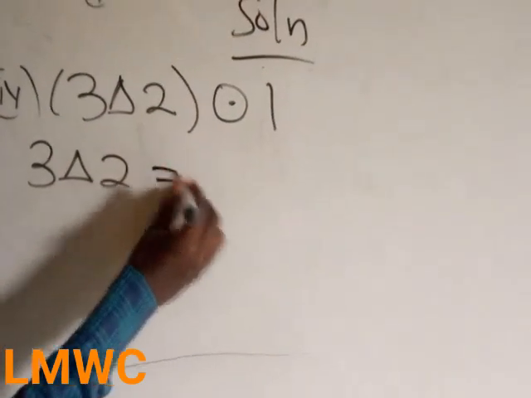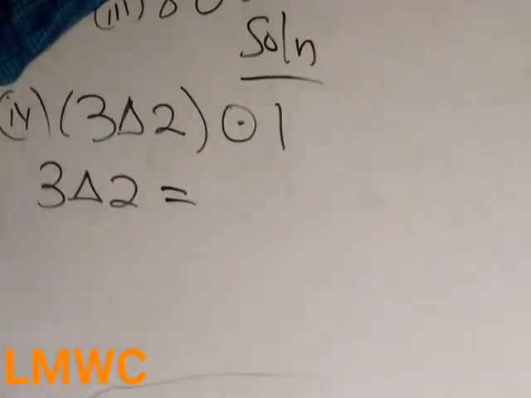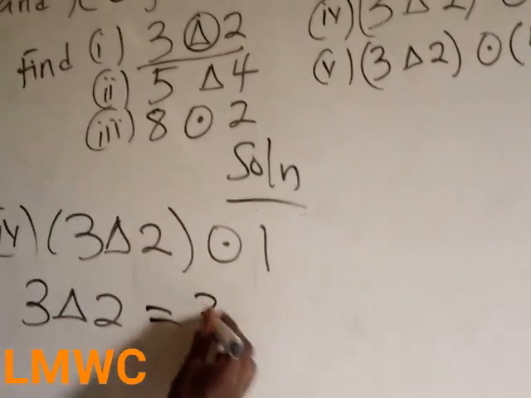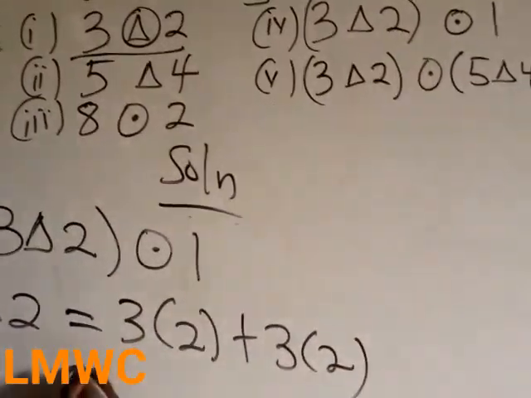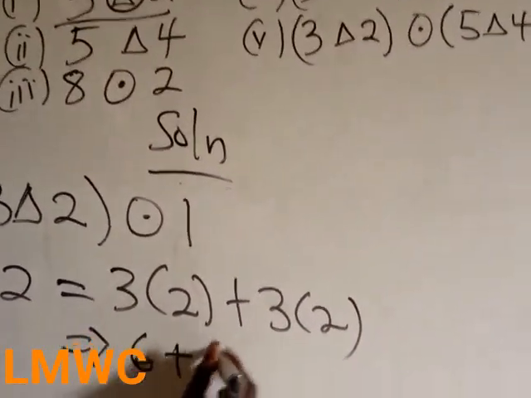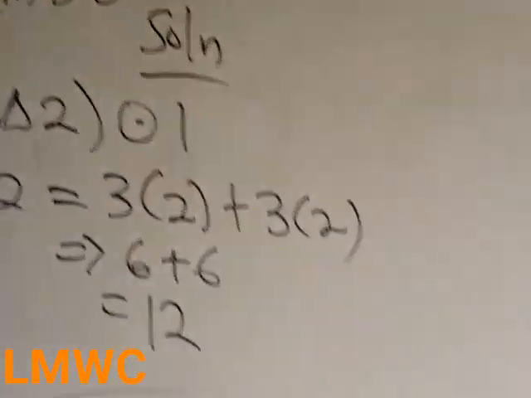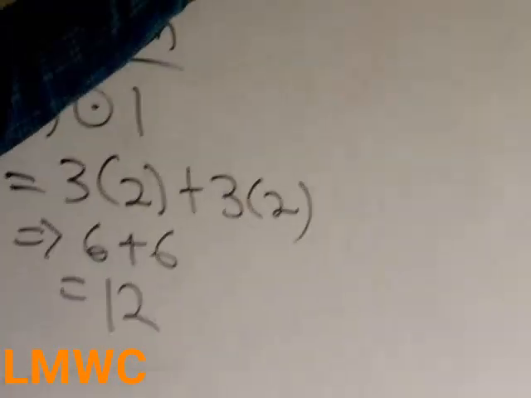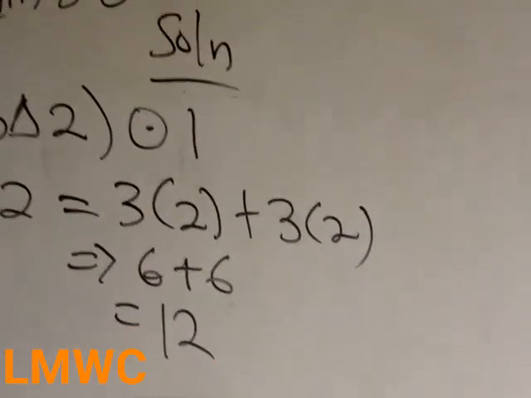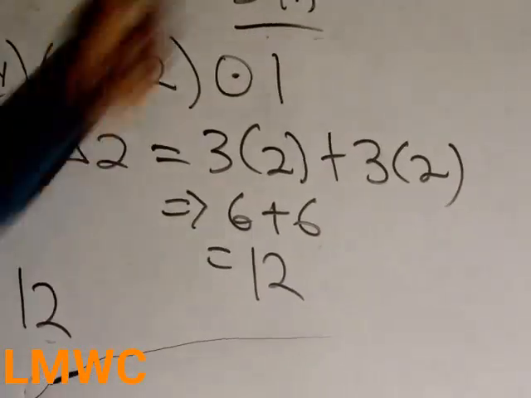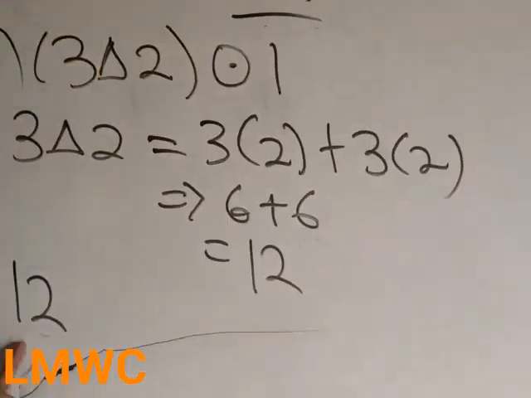So 3 star 2. You use this formula. What is the value for m? It's 3. N is 2 plus 3 times n. N is 2. So we have 6 plus 6 will give us 12. We have the value for the bracket as 12. So what you must do is that you eliminate this bracket and substitute this 12.